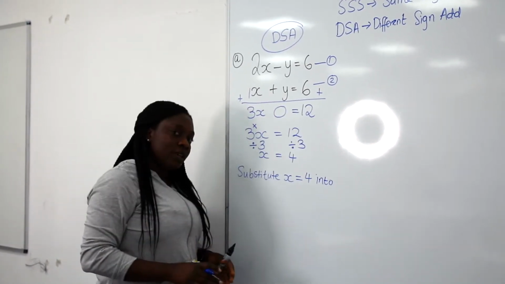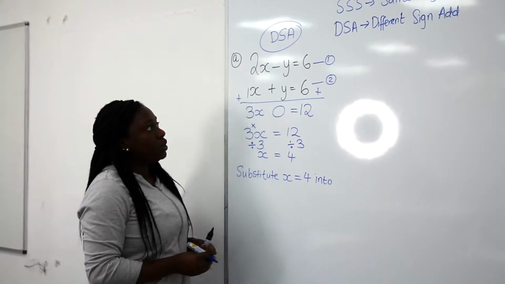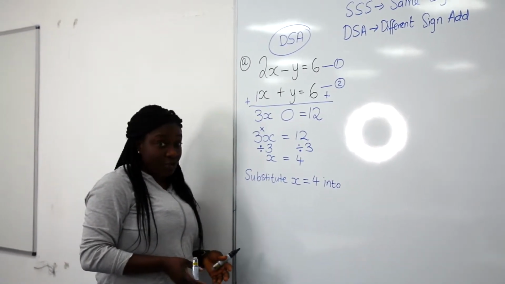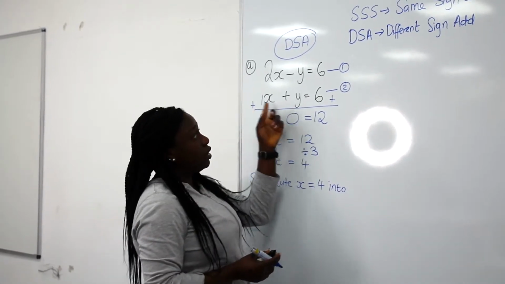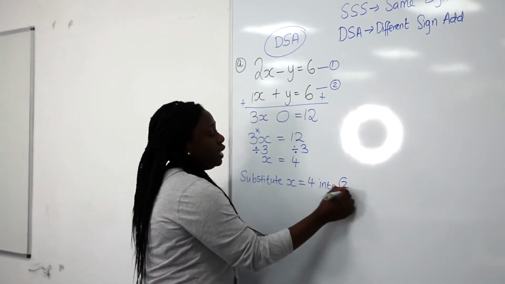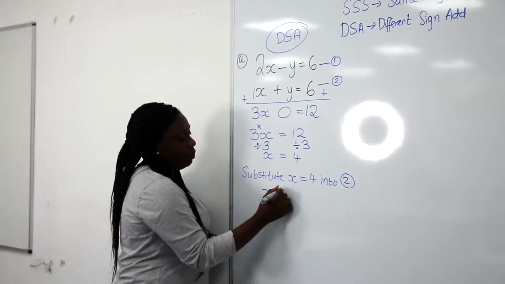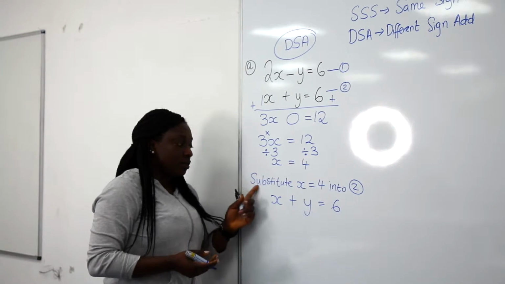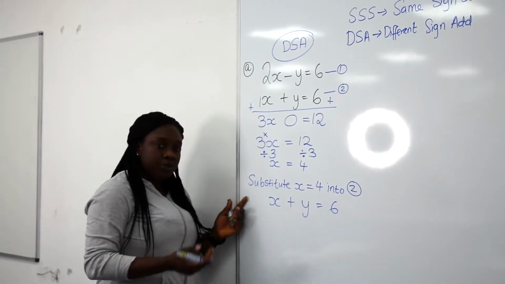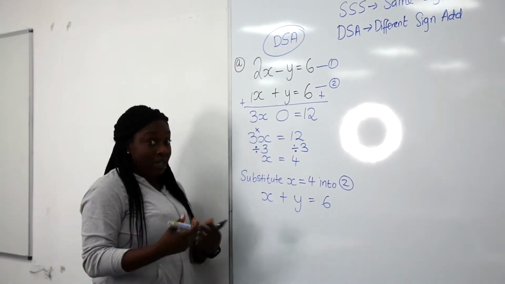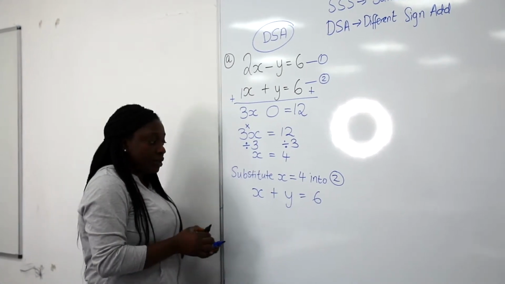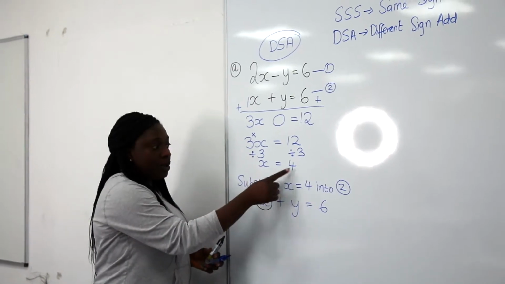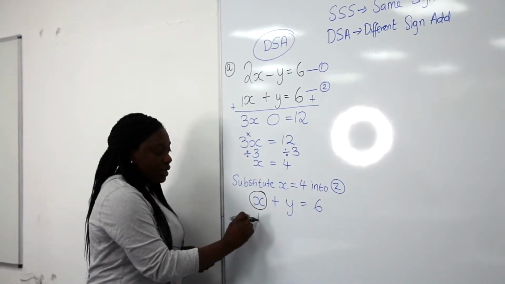You can pick any one of the two equations, but I would always advise you pick the one with the smaller numbers, the one that has less drama. So in this case, I'm going to go for equation 2. And equation 2 says x plus y equals 6. So remember we said we're going to substitute. Substitute in football means you take a player out and you put another one in. Well, in this case, we're going to do something similar. We're going to take x out, and guess what we're going to put instead? We're going to put a 4 instead.